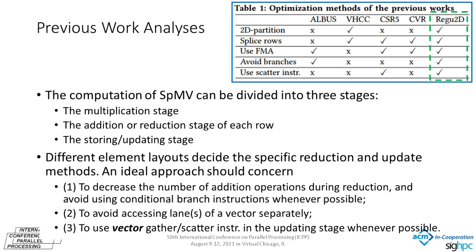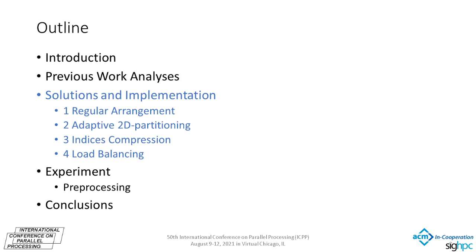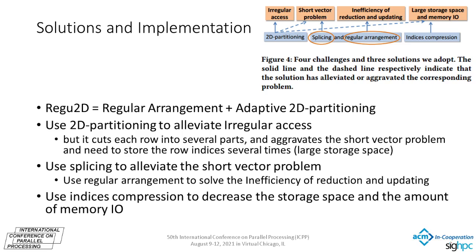An ideal approach should concern 3 points. 1. To decrease the number of addition operations during reduction and avoid using conditional branches whenever possible. 2. To avoid accessing lengths of a vector separately. 3. To use vector gather-scatter instructions in the updating stage whenever possible. In this paper, we proposed Regu2D to alleviate the previous 3 points.